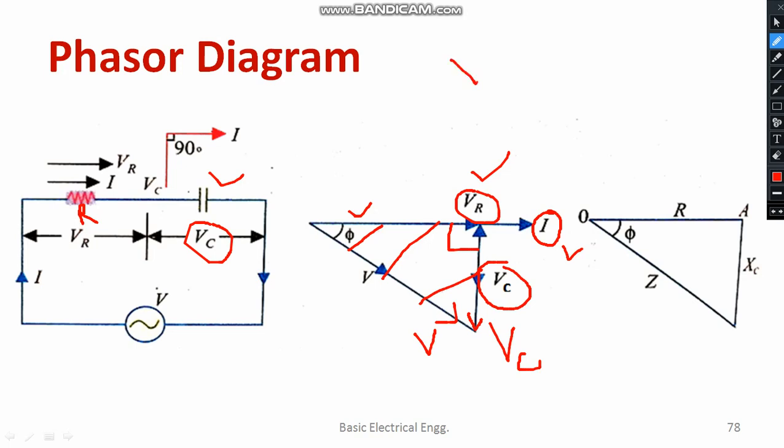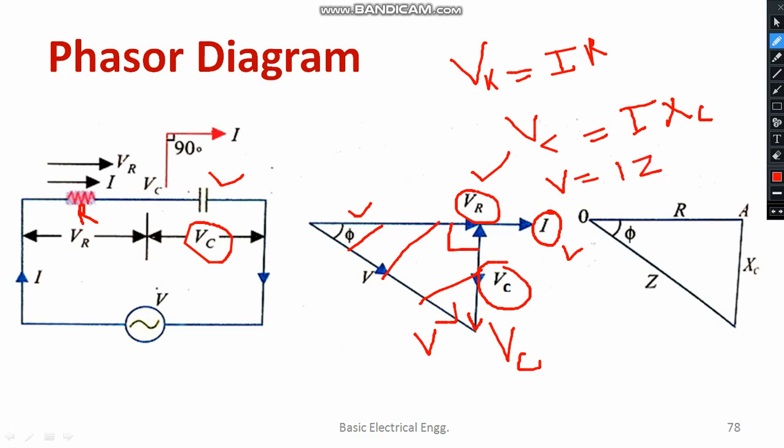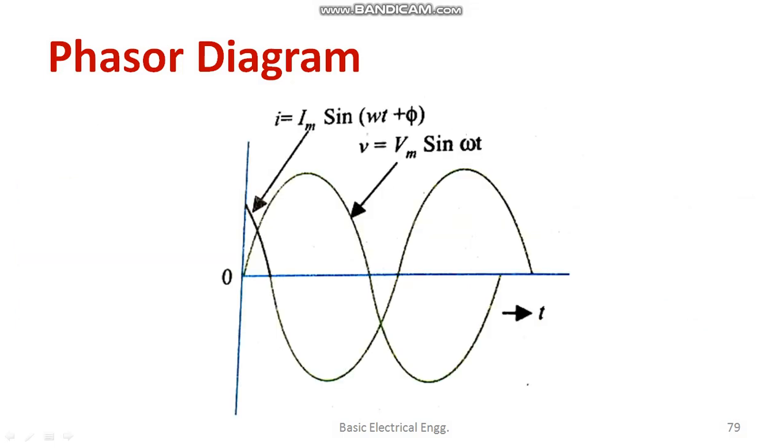VR we can write as VR equal to I into R. Likewise, VC means I into capacitive reactance, that is XC. Similarly, total voltage is equal to I into impedance. Impedance is the total resistance. So, I is a common factor. If you want, you can draw an impedance triangle. Resistor is here, this is your capacitive reactance, and this will be the impedance. Like this, you can mark. Hope you understood.